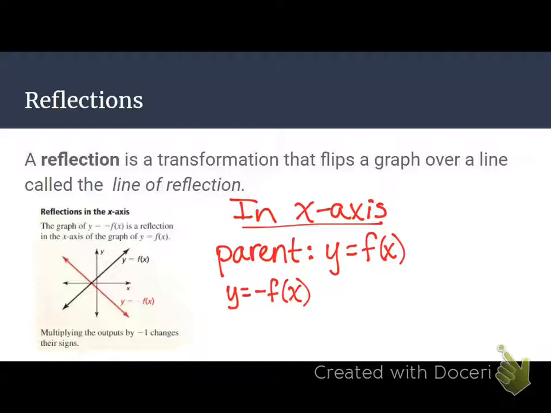Okay, so if our parent function is, again, y equals f of x, our original function, and we reflect it in the x-axis, our new function is going to be y equals negative f of x. So the entire function is getting negated. All the outputs get multiplied by negative 1. That's what it says down here. You negate the whole function, or you negate all your outputs.